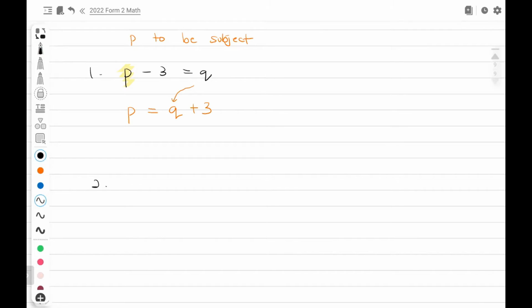Second example. If we have p plus y equal to r, we want to make p the subject. So p equal to r minus y. Just plus y, change to the back, then become minus y. Third example, 2p equal to y. When we read here, 2p means 2 times p. So times, change to the back, will become divide. Drag the p down. P equal to y over 2.